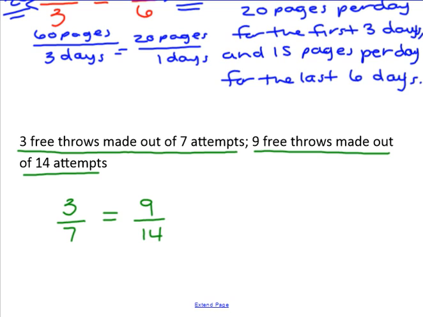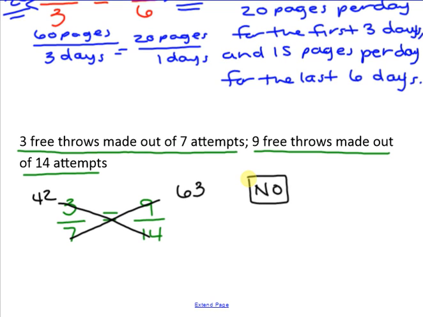So we used division on the last one, so I'll go ahead and use multiplication on this one. So we have 9 times 7, which is 63, and then we have 14 times 3, which is 42. So no, these are not equivalent.